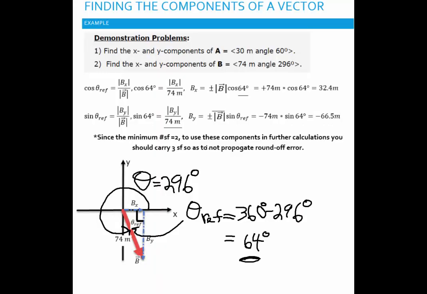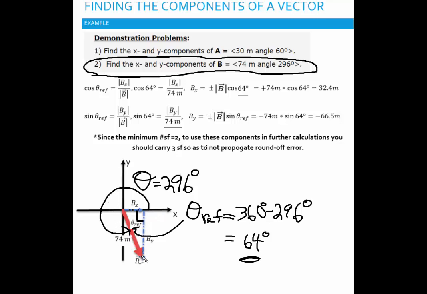Let's do an example. Demonstration problem 2. Find the x and y components of vector B. Magnitude is 74 meters. Angle is 296 degrees, placing it in the fourth quadrant. Step 1. Write the vector in standard position. Initial side is the positive x-axis. Terminal side is the vector.